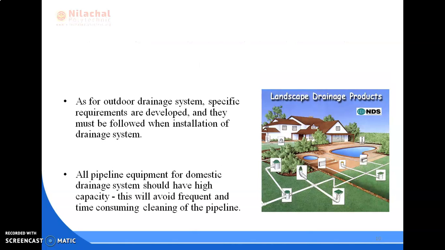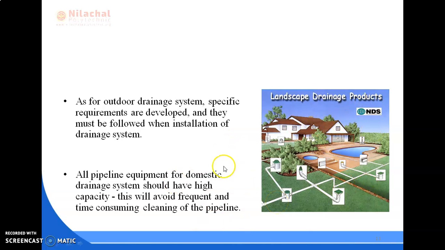Then main sewer. As for outdoor drainage system, specific requirements are developed and they must be followed when installing the drainage system. All pipeline equipment for domestic drainage system should have high capacity. This will avoid frequent and time consuming cleaning of the pipeline. Here is a figure which shows the outdoor drainage system, where we have to put this clean out or inspection chamber outside the house.